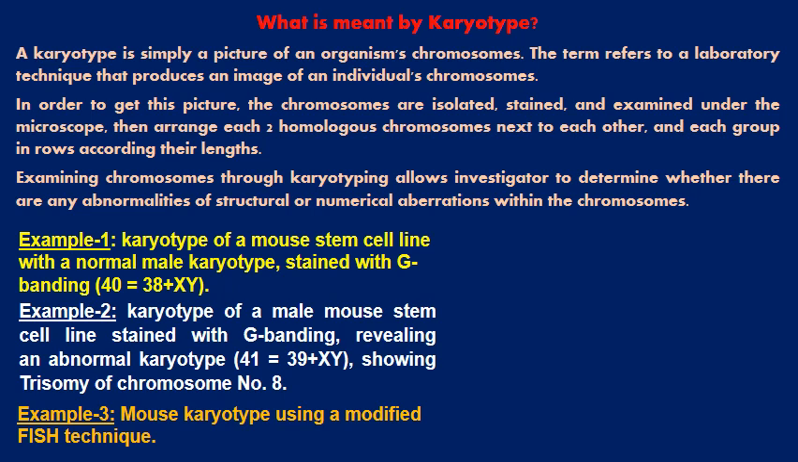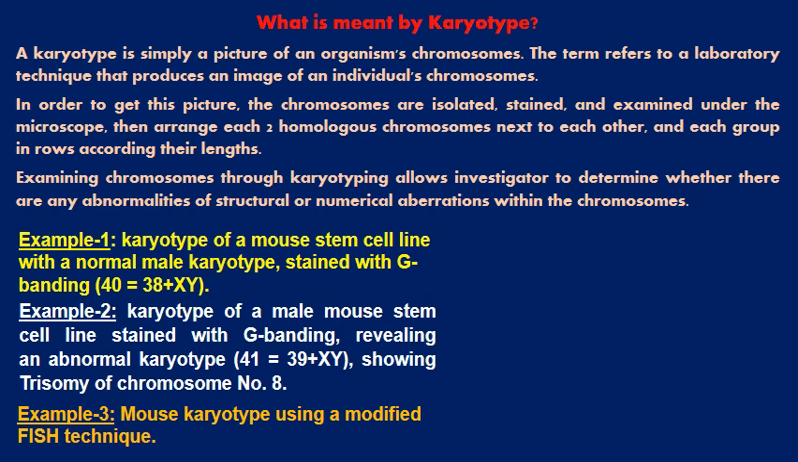Now we will study the most important technique, called karyotyping. Such a procedure is used to prepare a karyotype of chromosomes from any organism from the metaphase spread of chromosomes. A karyotype is an assembly or picture of an organism's chromosomes. The term refers to a laboratory technique that produces an image of an individual's chromosomes.